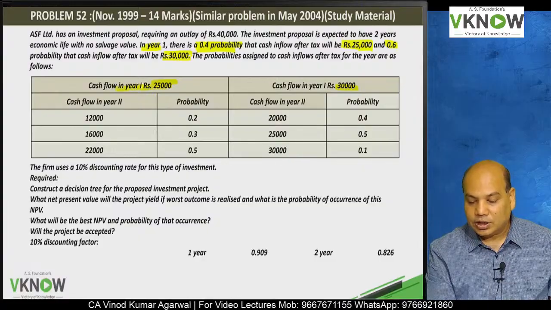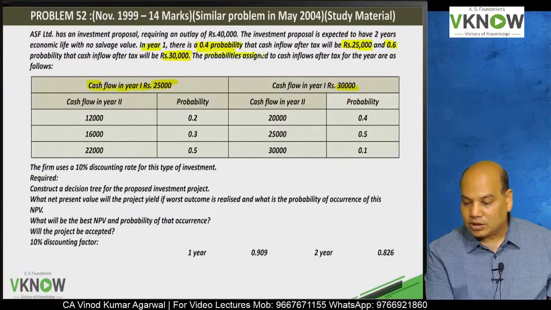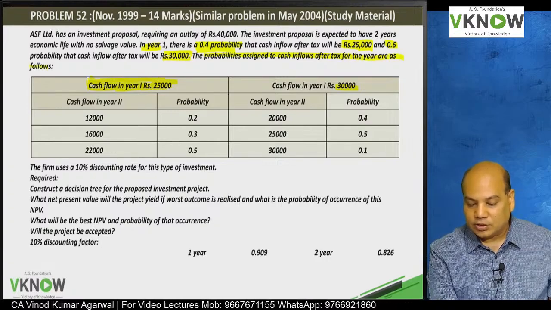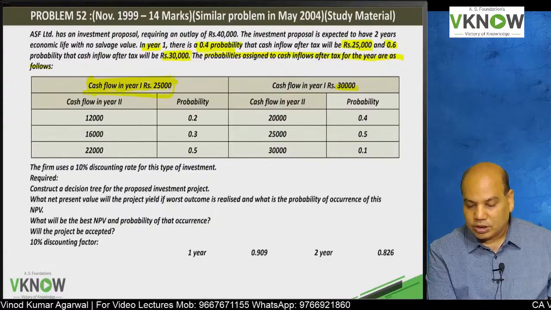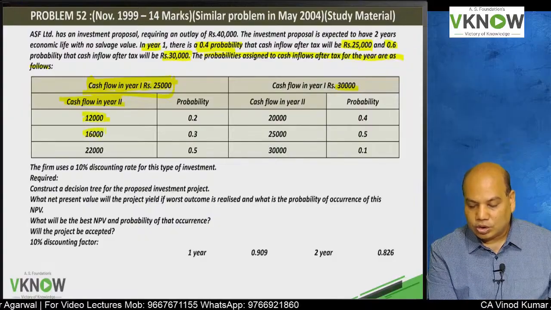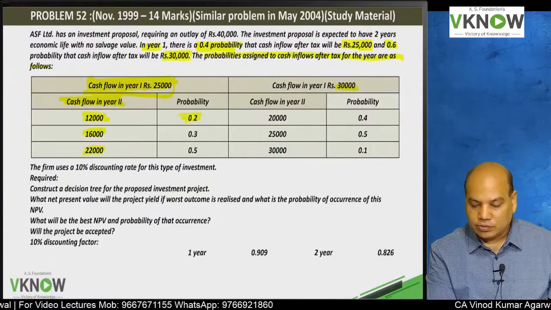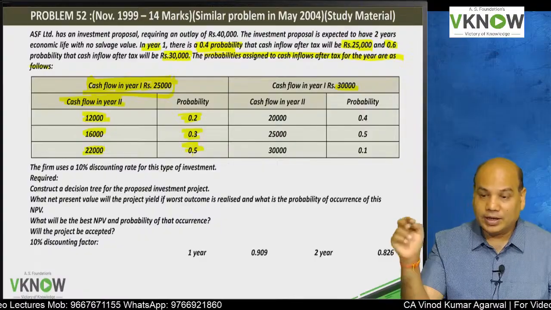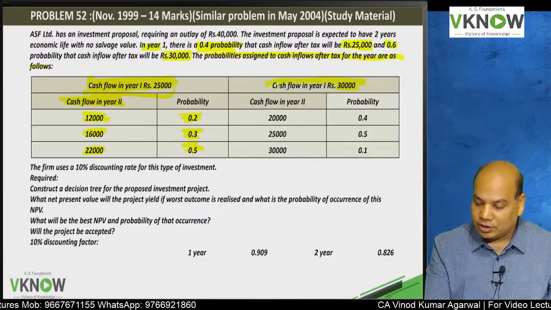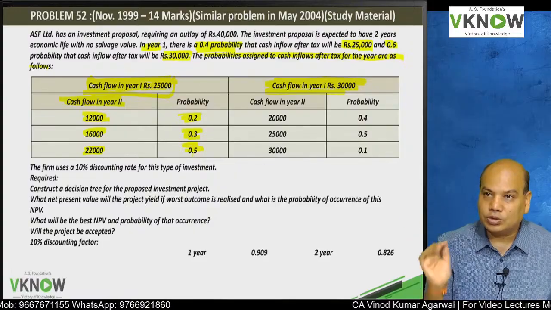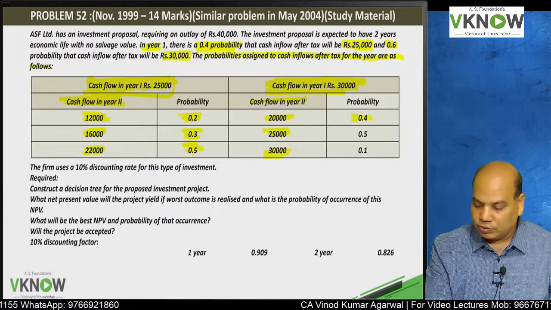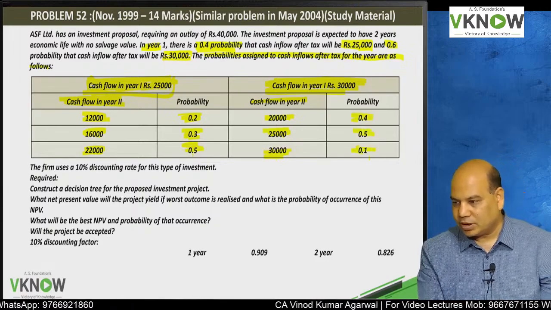And then if I get 25,000, the probabilities assigned to cash inflow after tax for the year are as follows. If I get 25,000 in year 1, then in year 2, I will get either 12,000 or 16,000 or 22,000 with 0.2, 0.3, 0.5 probability. Is it right? If I get 30,000 in year 1, then I will have 3 outcomes in year 2. Either I'll get 20,000 or 25,000 or 30,000 with these probabilities. Is it right?